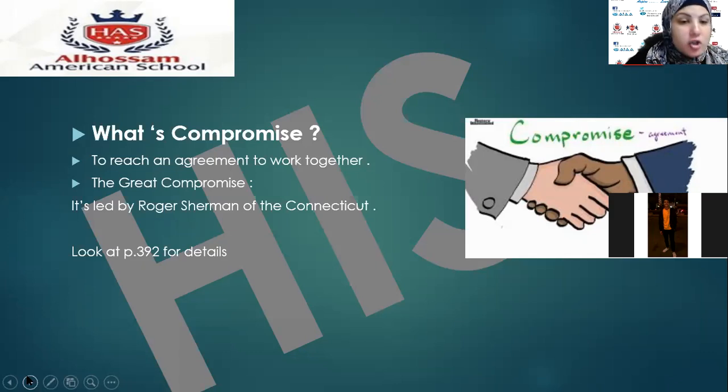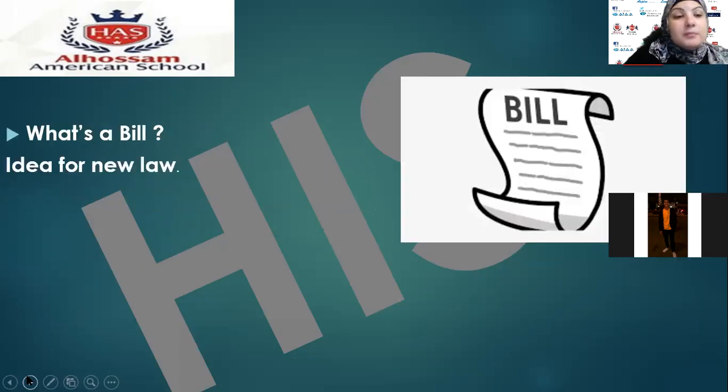He also introduced a term which is very important, which is a bill. What's a bill? A bill is an idea for a new law. If I want to make a law or decide something, or put a system in a country or even in a school, it's something like a bill. It's an idea for a new law. Roger Sherman said that the House could present a bill, or an idea for a new law. However, both houses had to approve a bill before it became a law.